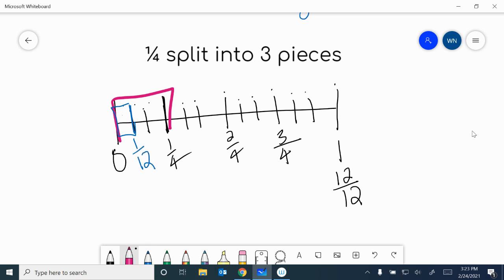So if we take 1/4 and we split it into 3 pieces, one of those pieces is going to be 1/12. I hope you understood how we're going to be using fraction strips and number lines.